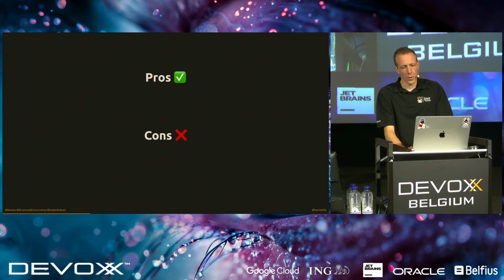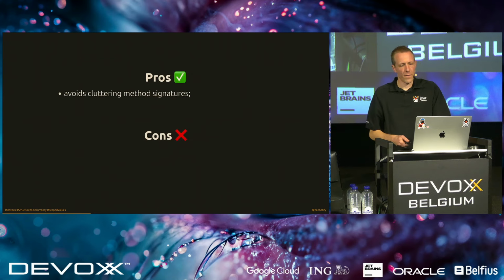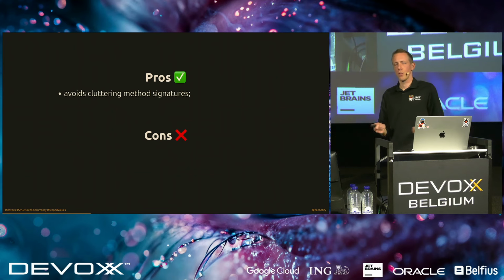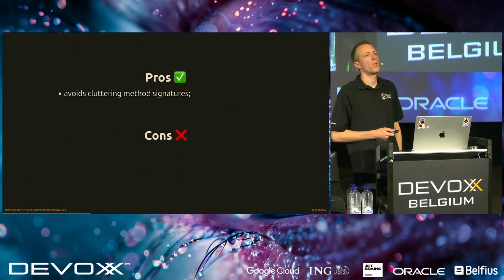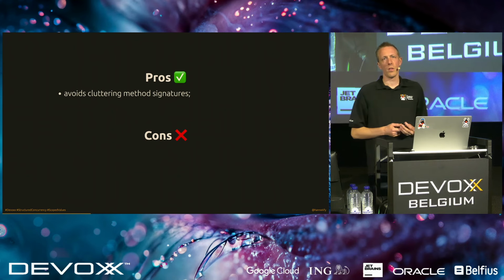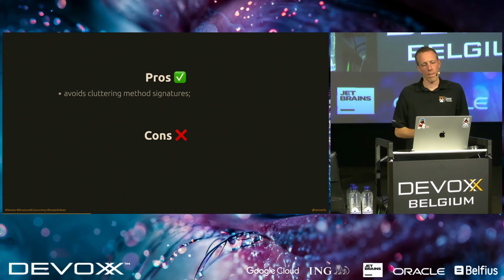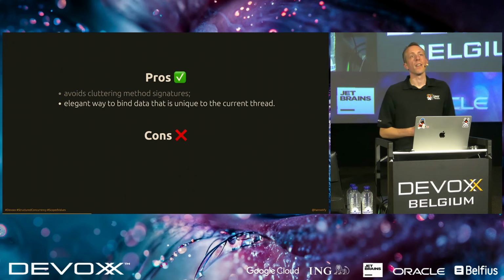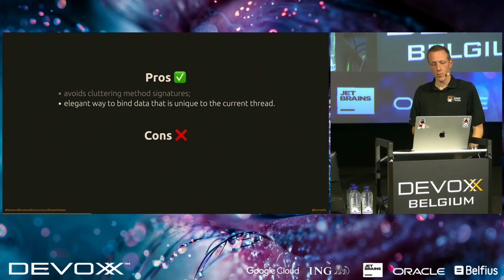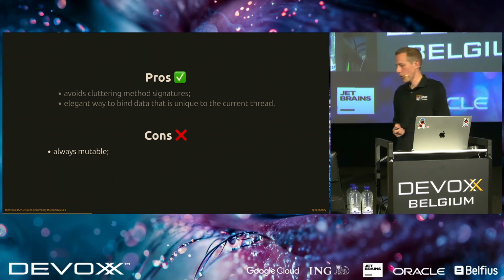So pros and cons again. If you're dealing with this unique scenario where you need a variable that is different for each thread, it avoids cluttering method signatures because you can just refer to the same instance all over again. And I think it's a very elegant way to bind data that is unique to the current thread. But also cons, of course.